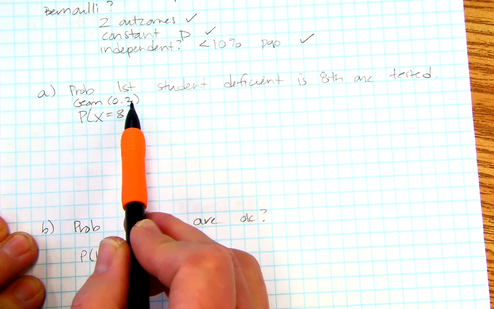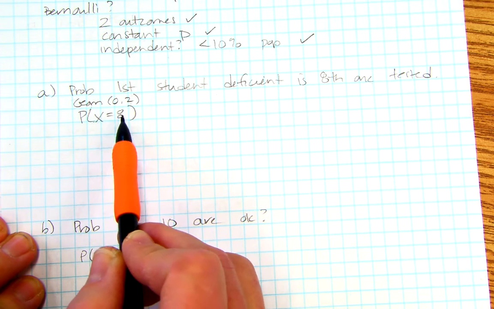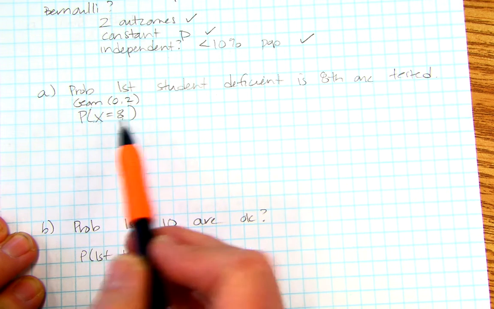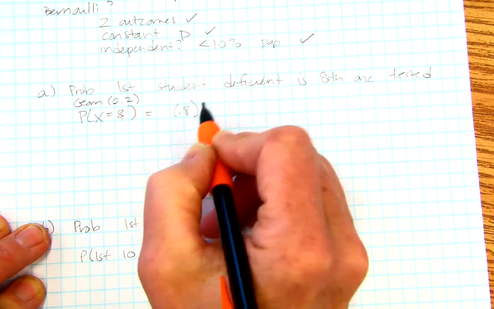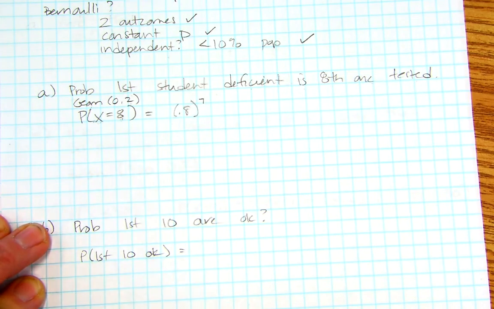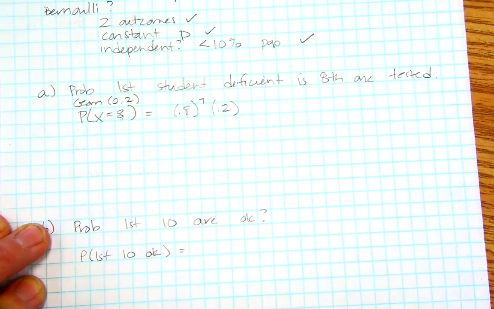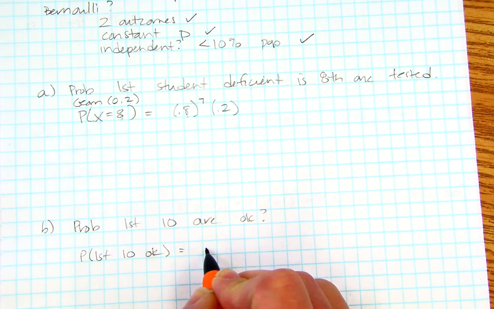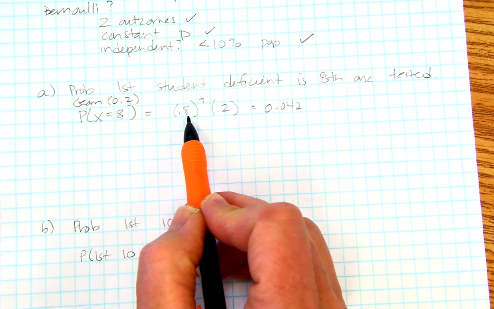Well, we're using a geometric model where the likelihood of being deficient is 20%, and we want to know the likelihood that that 8th person, in this case with a geometric model, the probability that x equals 8. We're looking for success, essentially, on the 8th person. Well, what does that mean? It means that the first 7 were not vitamin D deficient. So that's 80%. And then finally, we got 20% on the last person, and that works out to be 0.042.